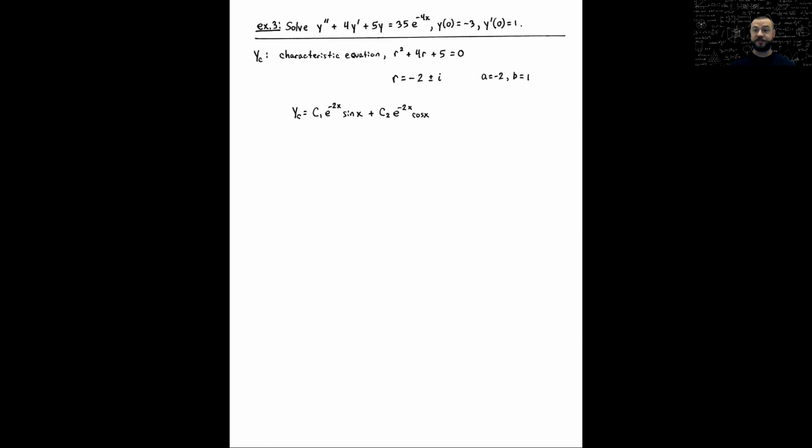With that, we can now go to step 2, looking for the particular solution. So we start by looking at the non-zero right-hand side, g of x, which is 35 times e to the -4x. And that's just a basic exponential function. So we're going to try for our particular solution an exponential function of the form a constant A times e to the -4x. All right, we're going to take yp, calculate its first and second derivatives, and then plug all that into the non-homogeneous ODE.